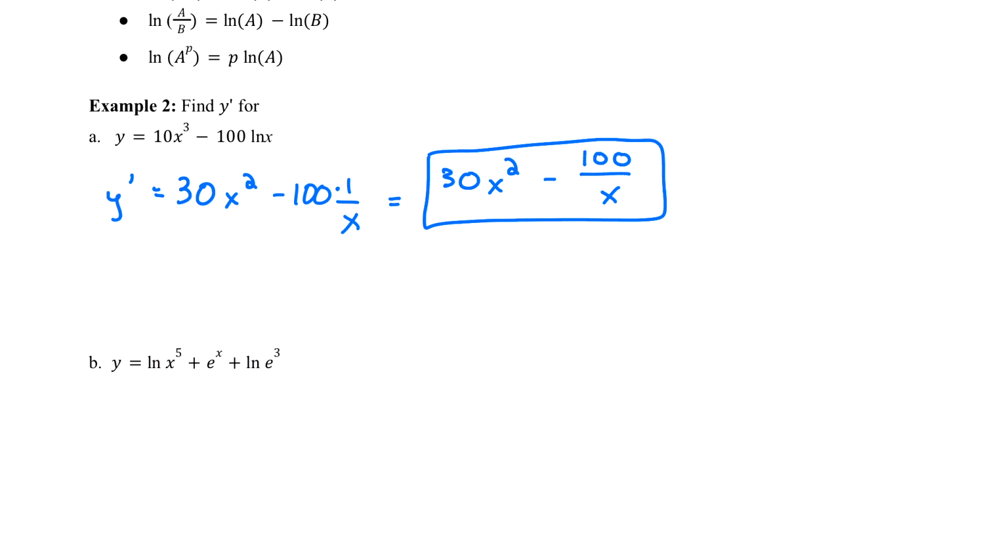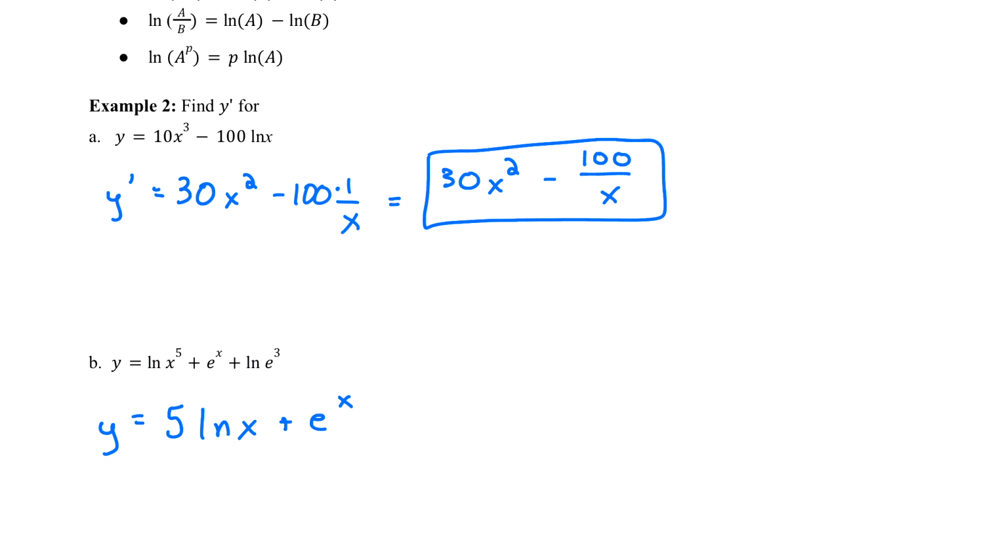So I can rewrite this. This is still going to be y, not y prime. I can rewrite this power as a factor, so I can rewrite this as 5 times the natural log of x plus e to the x. We know how to take the derivative of that from last time. That's just going to be plus e to the x.